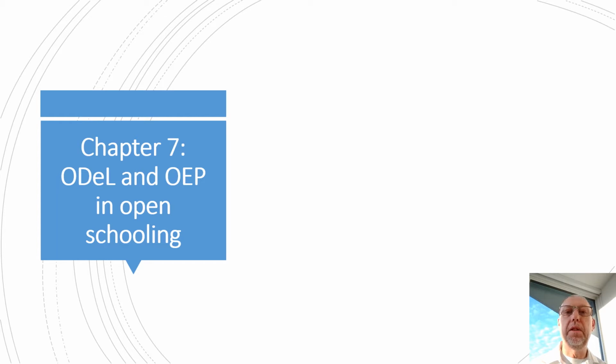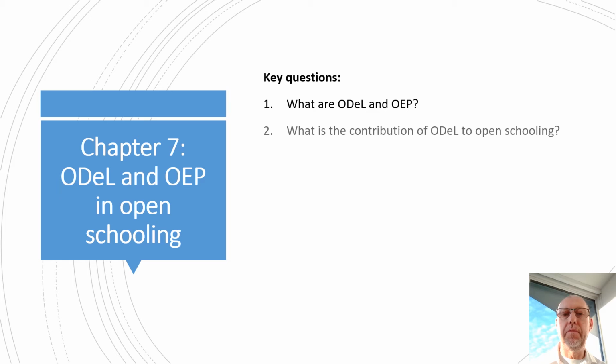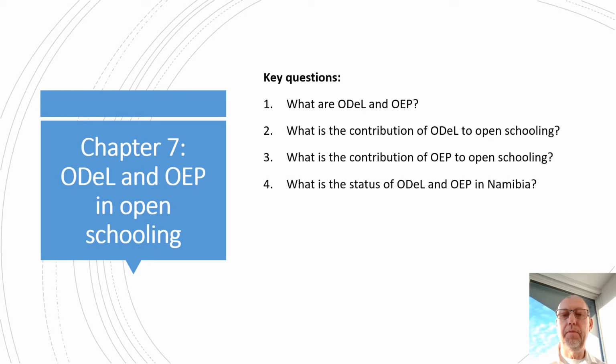In Chapter 7, we explore the modalities of open schooling provision. The discussion in this chapter is organized around 5 key questions. What are open distance e-learning and open educational practices, ODL and OEP? What is the contribution of ODL to open schooling? What is the contribution of OEP to open schooling? What is the status of ODL and OEP in Namibia? And what are the implications for future provision?